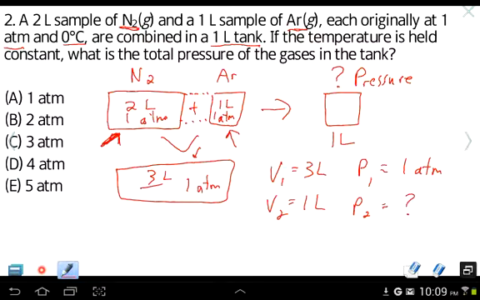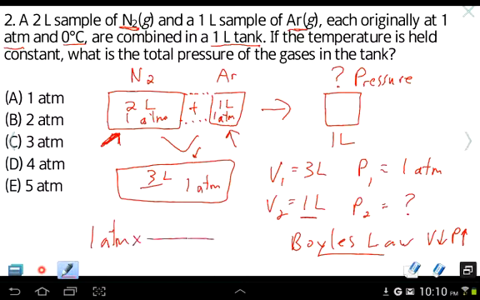So based on Boyle's law, volume and pressure are inversely related. As volume goes down, pressure goes up, and vice versa. So here we see the volume go down by 3, so the pressure must go up by 3. The way we set this up was we said 1 atmosphere gets changed by the ratio of the volumes. Since volume goes down, pressure must go up. So we put the big number on top, small number on the bottom, and that's how we get 3 atmospheres. So the answer is actually C.